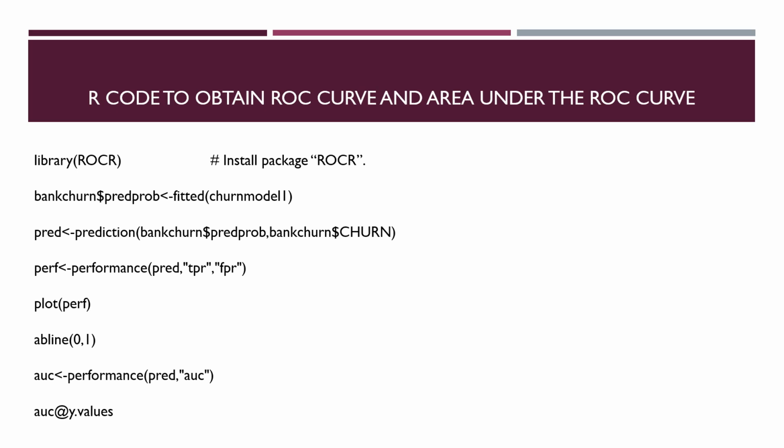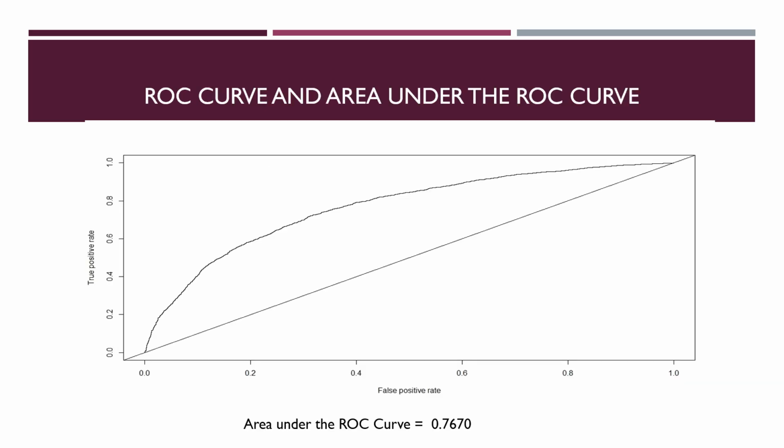Let us see how to get the ROC curve using R and also to find out the area under the ROC curve. So we have to install a package ROCR and call the library ROCR. Using the subsequent steps, we will be able to find out the ROC curve as well as the area under the ROC curve. So this is the R code to obtain the ROC curve and area under the ROC curve. This is the output. So as you can see, the area under the ROC curve is 0.7670.